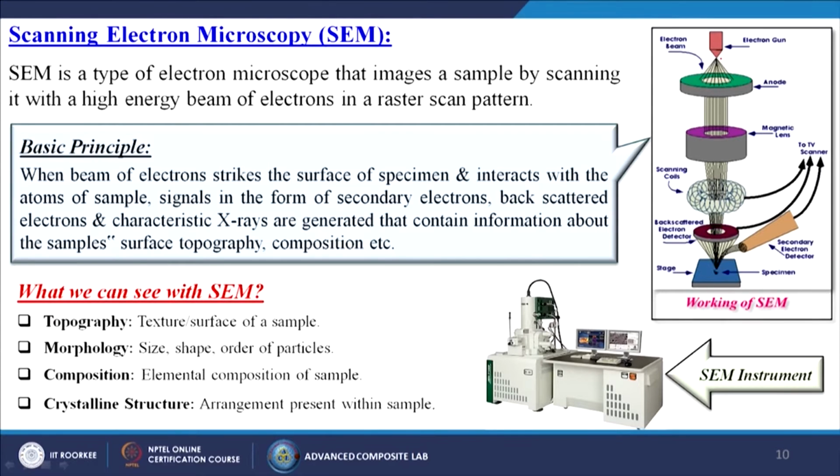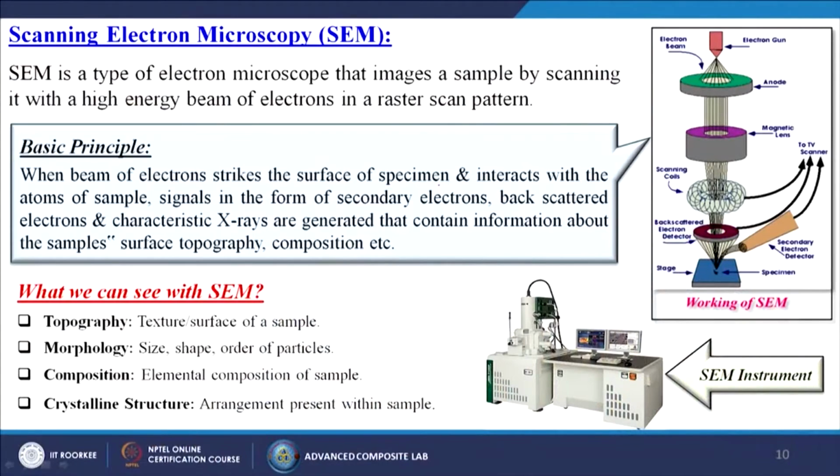Through that we generate the electrons, and then the electrons pass through some detectors and some magnetic lenses and fall onto our substrate or material. The beam strikes the surface of the specimen and interacts with the atoms of the sample, and signals in the form of secondary electrons, backscattered electrons, and characteristic X-rays are generated that contain information about the sample's surface topography or composition, etc.